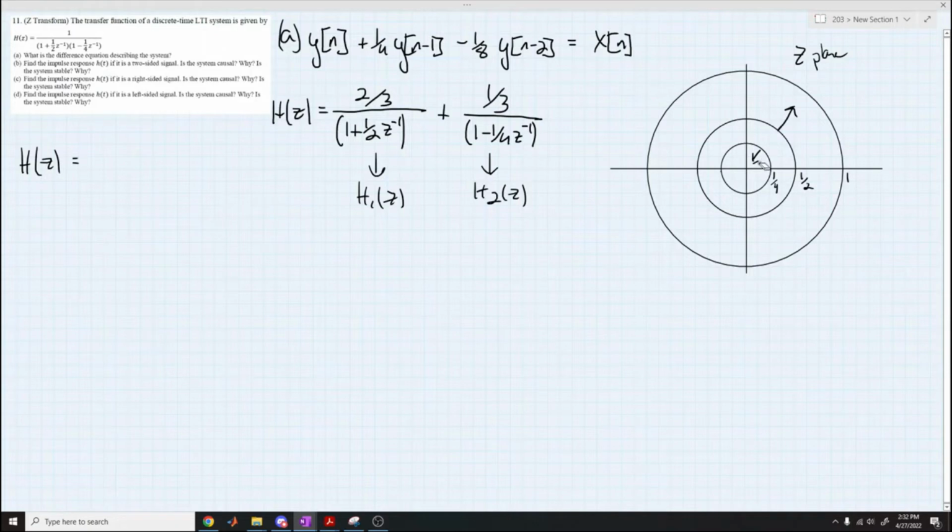So in order for us to, in fact, have a two-sided signal, then we know that this one's going to have to go inward, and then this one is going to have to go outward. And now our region of convergence is this little torus here, right? So we'll have a causal for part B.